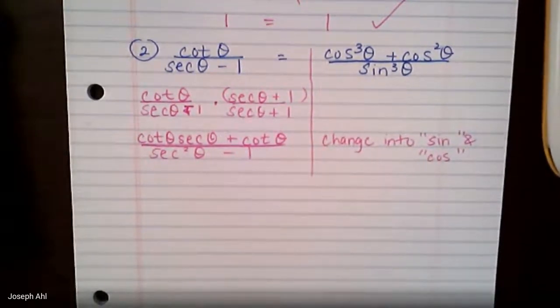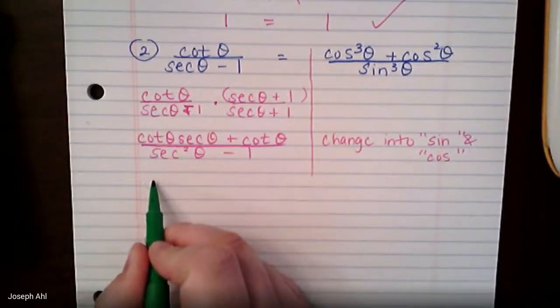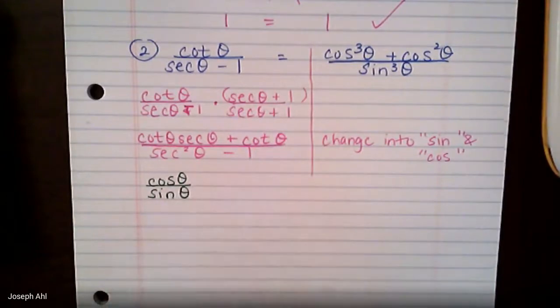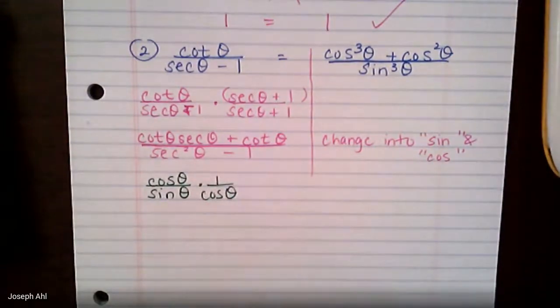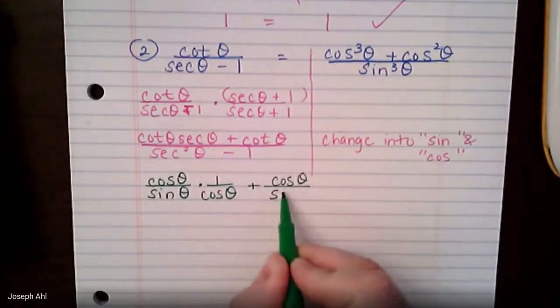So for example, instead of changing cotangent into 1 over tan, it's going to be more beneficial for us here to make that cosine over sine. Okay. And that's being multiplied by 1 over cos. Plus, this is cosine over sine over here.